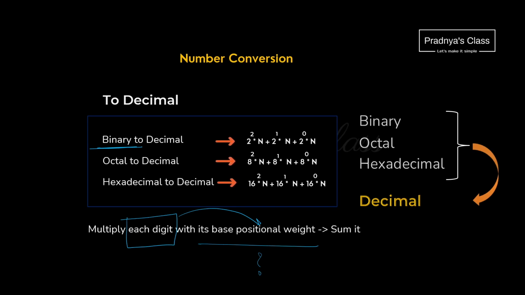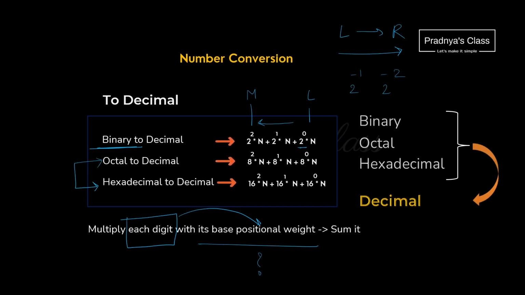Each digit from LSB to MSB will get multiplied with its positional weight. Binary number system has base 2, that's why we will take 2 and the power will be starting from 0. In this way it will keep on increasing from right to left. And if it is a fractional number, we will start the power from -1. That we will start from left to right. Same concept will be followed for other two number systems, octal and hexadecimal.